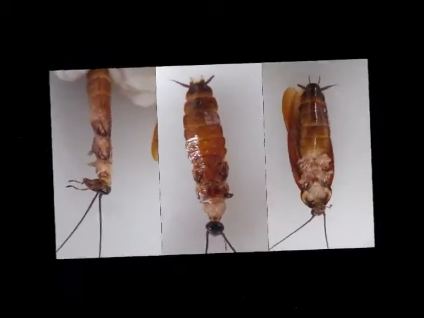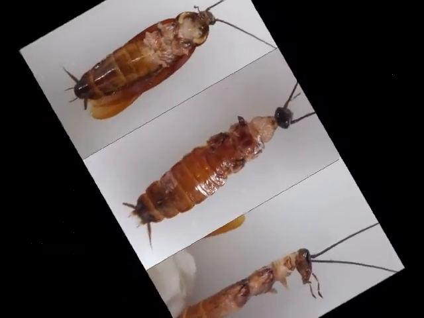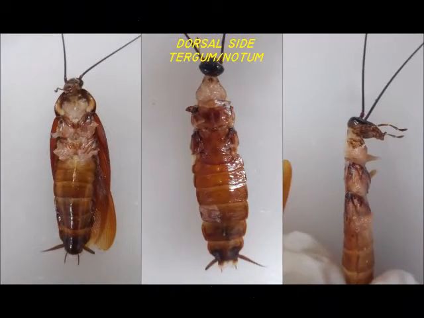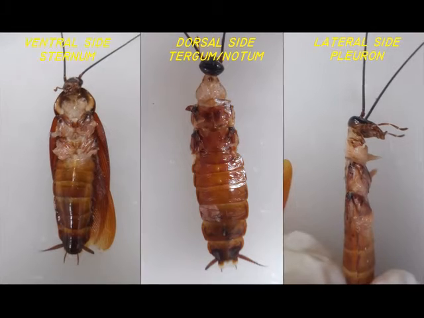Each segment has four basic regions. The dorsal surface is called the tergum or notum. The two lateral regions are called the pleura, singular pleuron, and the ventral aspect is called the sternum.